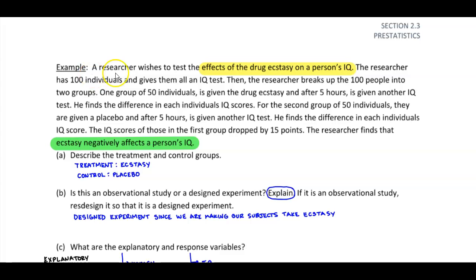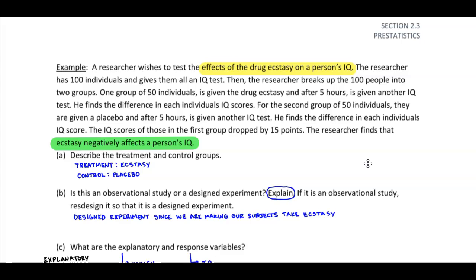In the next example, a researcher wishes to test the effects of the drug ecstasy on a person's IQ. The researcher has 100 individuals and gives them all an IQ test. Then the researcher breaks up the 100 people into two groups. One group of 50 individuals is given the drug ecstasy and after 5 hours is given another IQ test.